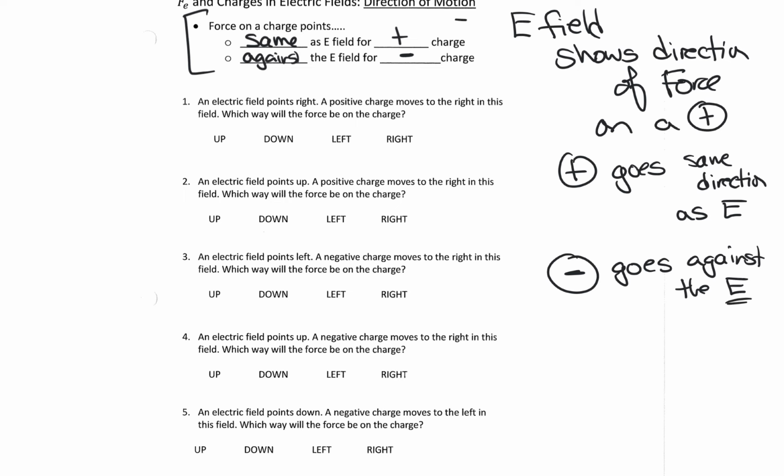And this will be something that you're going to practice. So on this page, I'd like you to take a look at 11. An electric field points right. Let's just draw that. And a positive charge is moving in that field. Well, which way is it going to get pushed? All you have to do is remember that positives go with the E fields, so it would go to the right. Give it a try. Page 11. That's going to be enough for today.